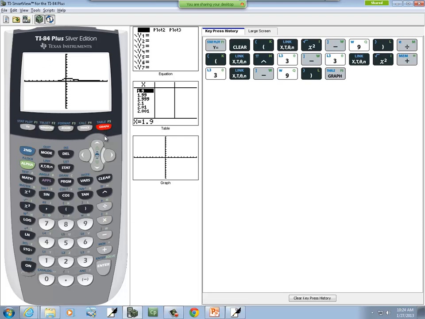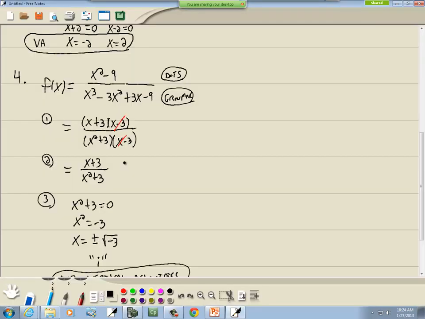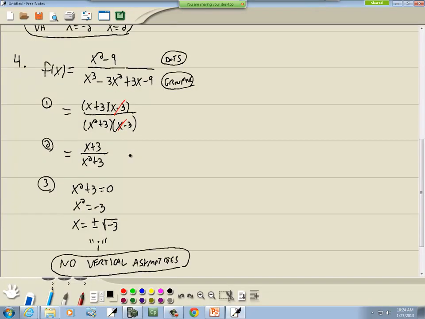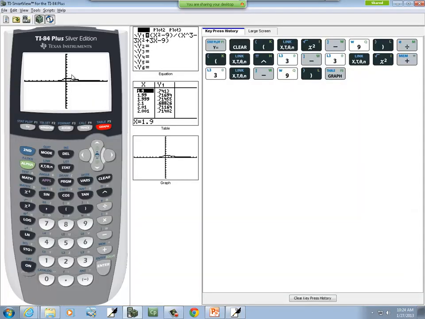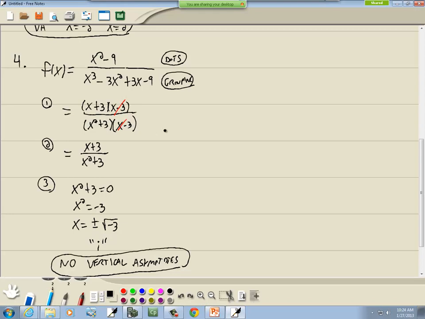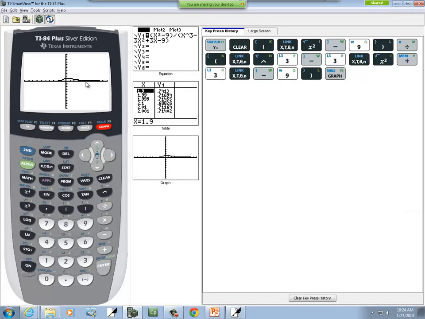Now as I look at this, you notice how if I didn't factor and cancel first, this x minus 3 would have given us a vertical asymptote of 3. But the fact that it cancels away is what causes it not to be a vertical asymptote. And obviously, if I set the x minus 3 equal to 0, I'd get x equals 3. Here at 3, there is no issue, is there? It doesn't skim it, go up forever.